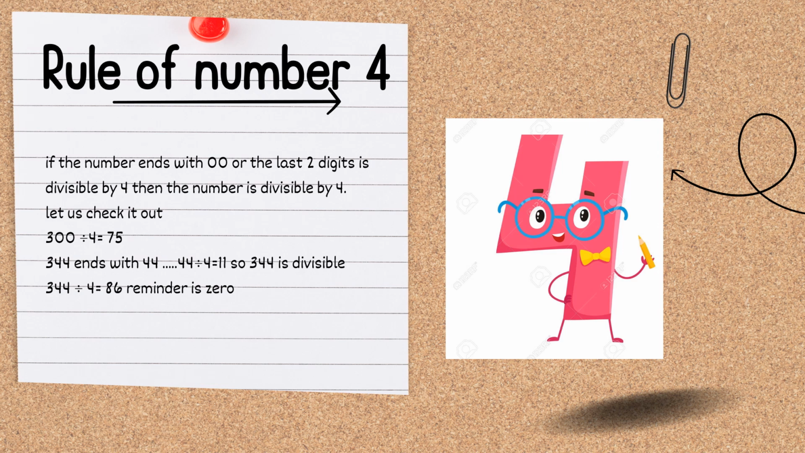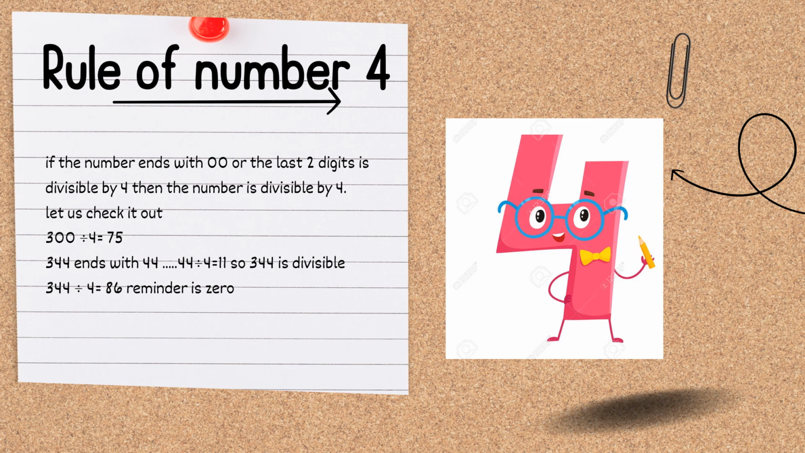Okay, let's see. I have the number 300. I want to divide it by 4. What is the result? The result is 75. Okay, there is no remainder. What does this mean? It means that 300, or any number ending with two zeros, will be divisible by 4 and will not give us a remainder.